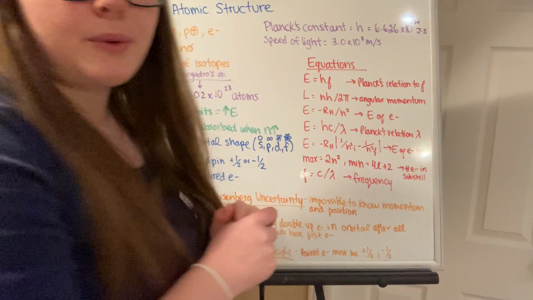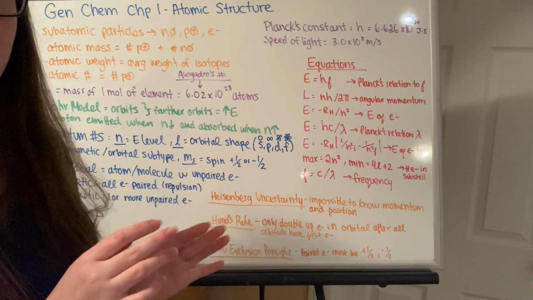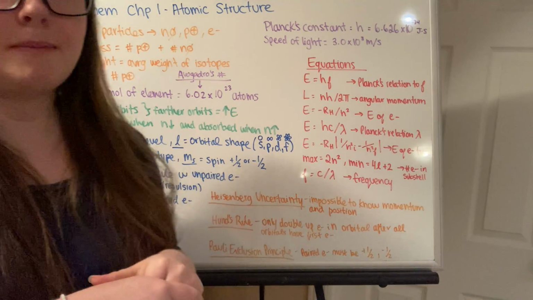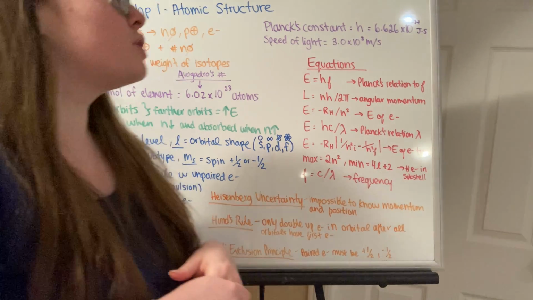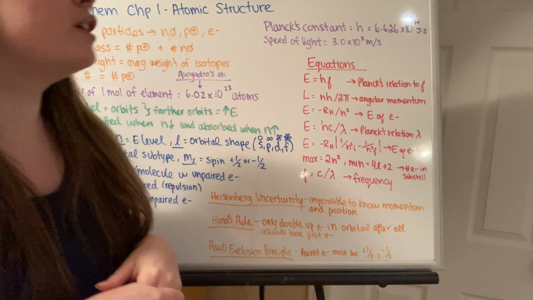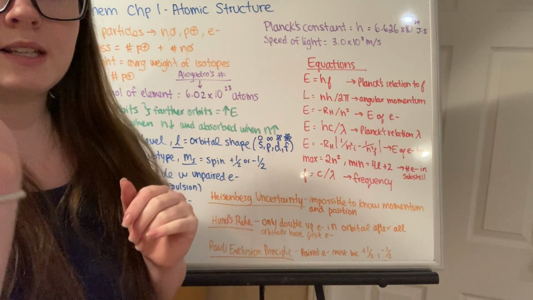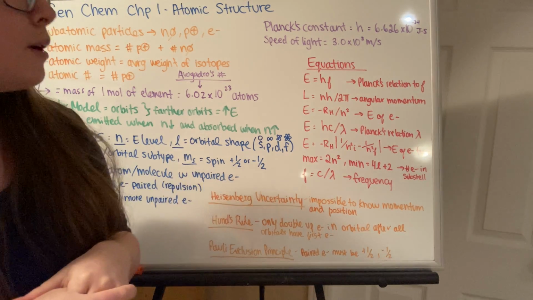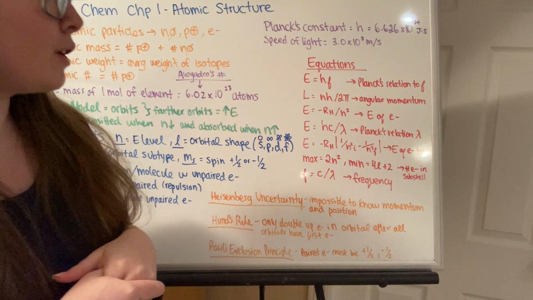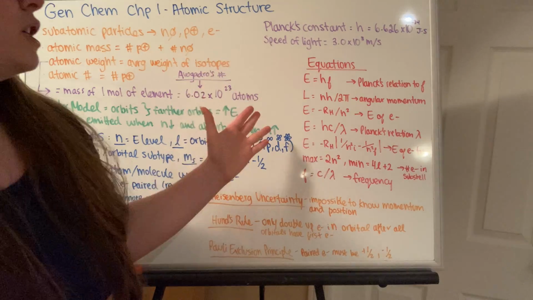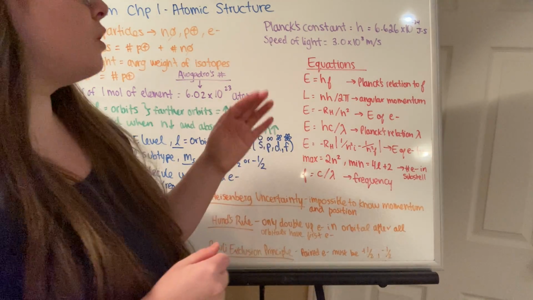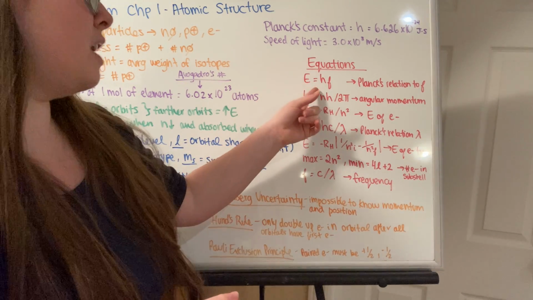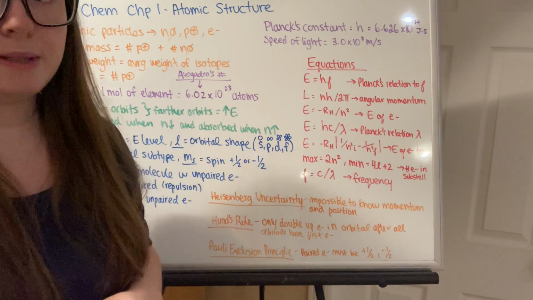So next, if we head over here, we have more of the equations and the important constants that we need to remember. So Planck's constant is represented by the letter H, and it is 6.626 times 10 to the negative 34 joules times seconds, all right? Then we have the speed of light, which is 3.0 times 10 to the 8 meters per second. Then we have some equations that are important for this chapter as well. So you have E equals hf, which is Planck's relation to frequency. So the energy equals Planck's constant times the frequency.